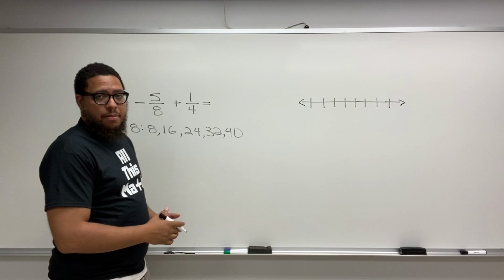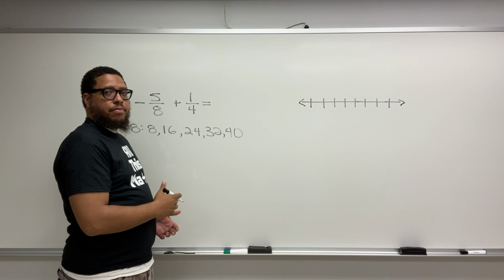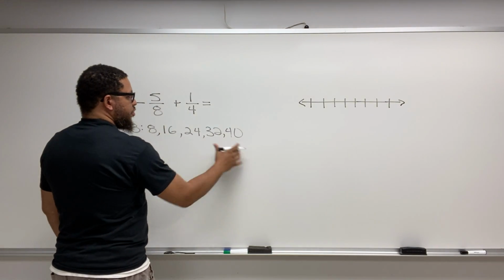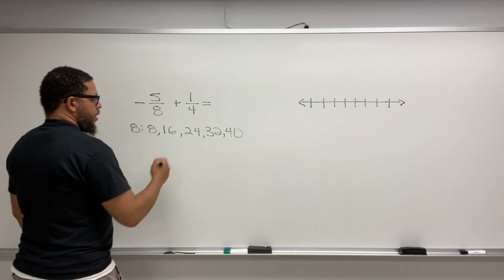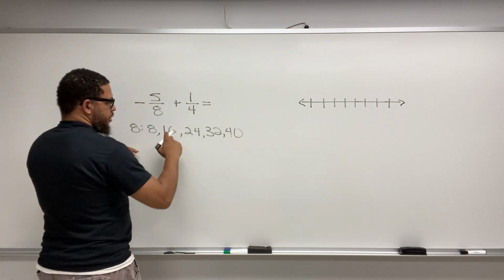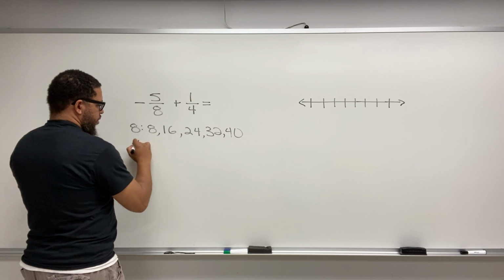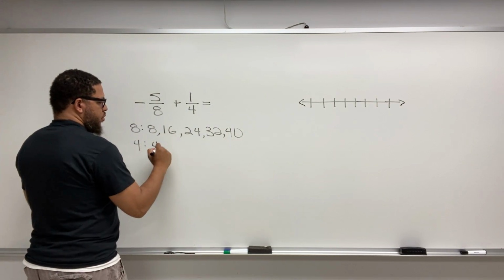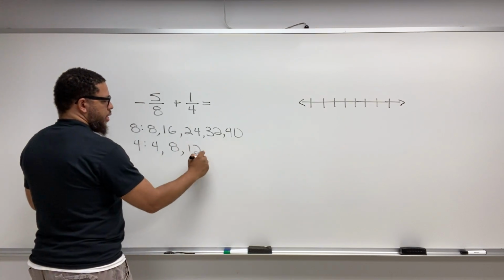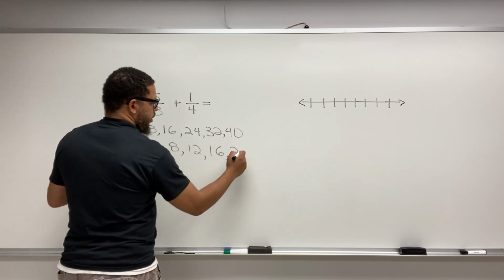What I like to do when compiling a list of multiples is do the first 5, and then I'm going to compare the first 5 multiples to find the LCD in the list. So I have the first 5 multiples of 8: 8, 16, 24, 32, and 40. Then I go to 4. 4 times 1 is 4. 4 times 2 is 8. 4 times 3 is 12. 4 times 4, 16. 4 times 5 is 20.